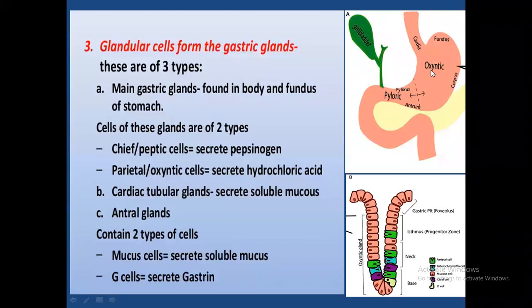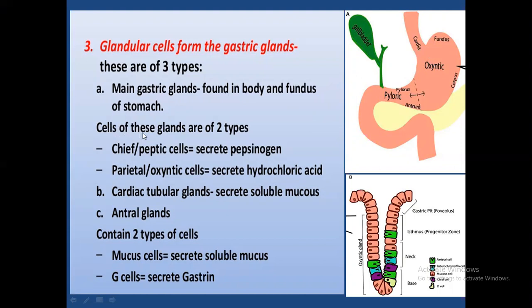One is cardiac stomach, fundus or fundic stomach, and pyloric stomach. Okay, three parts are present: cardiac region, fundic region, and pyloric region. Gastric glands are found in the fundic region of the stomach. Understood? The fundic region consists of the gastric glands.